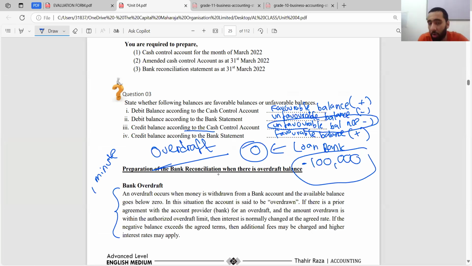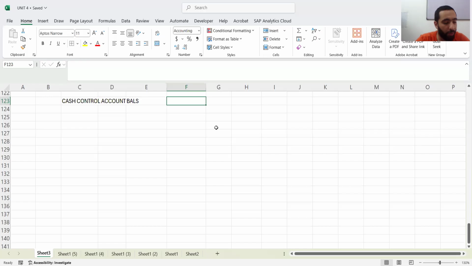Ashini, Rizma, are you all okay? Did you all understand? If you haven't understood, then I can't go forward. Ashini and Rizma, have you all understood? Right. Okay. So we can move on. So it is an unfavorable balance, minus 420,000.